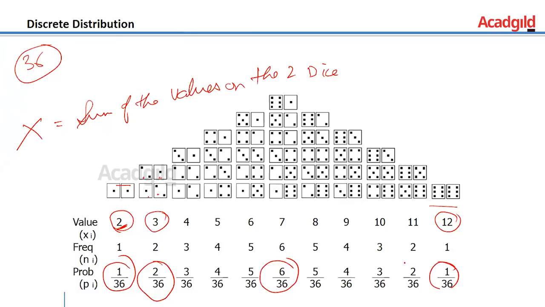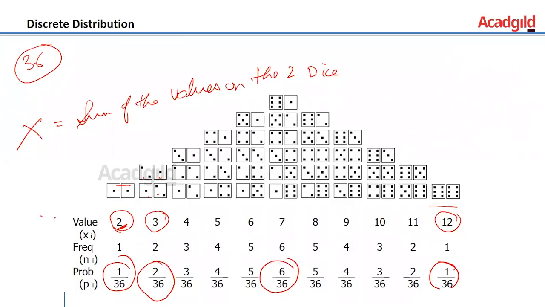What is the probability distribution function over here? Or in case of this, is this a discrete random variable? Yes. My values can take only 2 to 12. But can it take any value between 2 and 12? No. It has a fixed set of discrete numbers: 2, 3, 4, 5, 6, 7, 8, 9, 10, 11, 12. That's it. There are infinitely many numbers between 2 and 3 and 3 and 4. Can it take those values? No, it cannot take that.